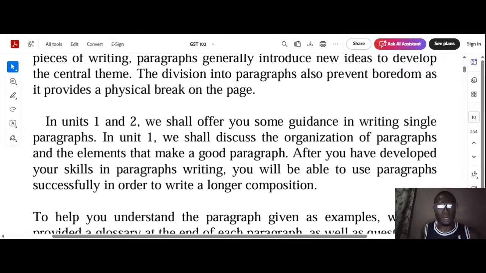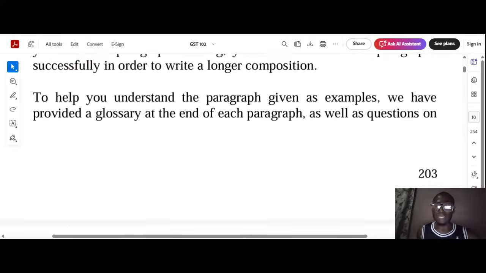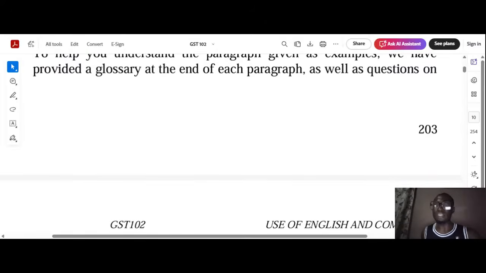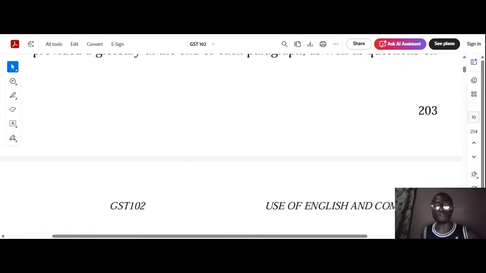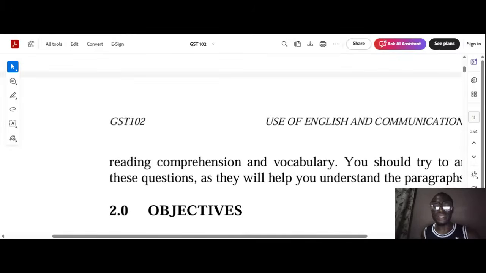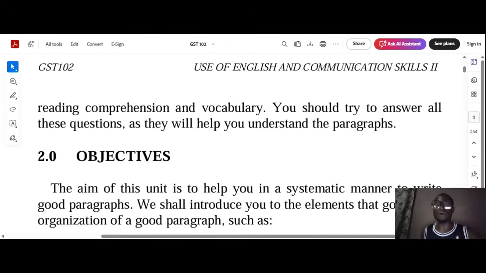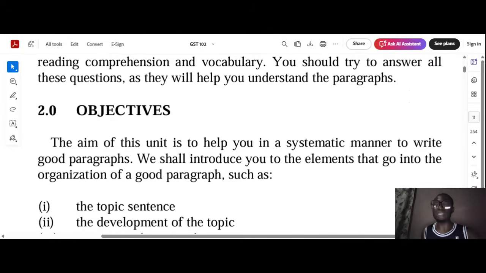So we move to paragraph 3 of the introduction. To help you understand the paragraphs given as examples, we have provided a glossary at the end of each paragraph, as well as questions on reading comprehension and vocabulary. So you should try to answer all these questions as they will help you understand the paragraphs. So we are done with the introduction. Already the introduction has given us a picture of the use of paragraphs.